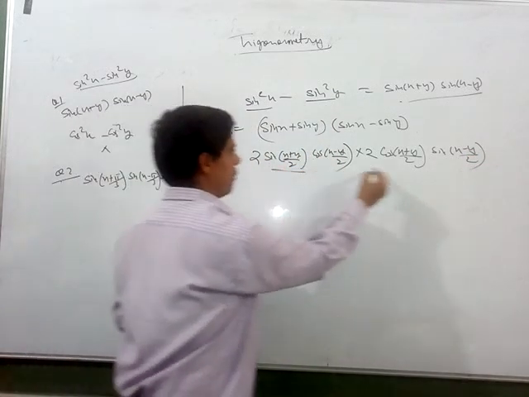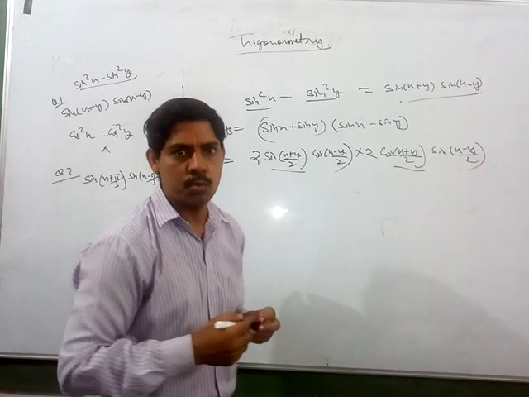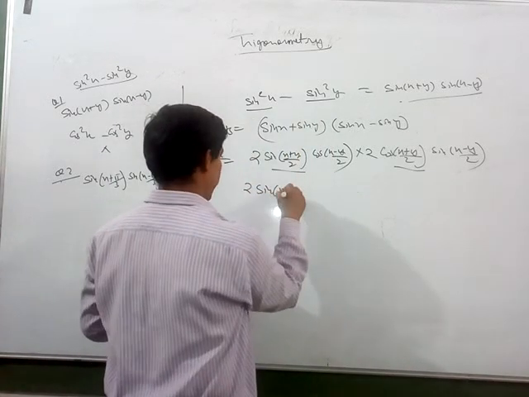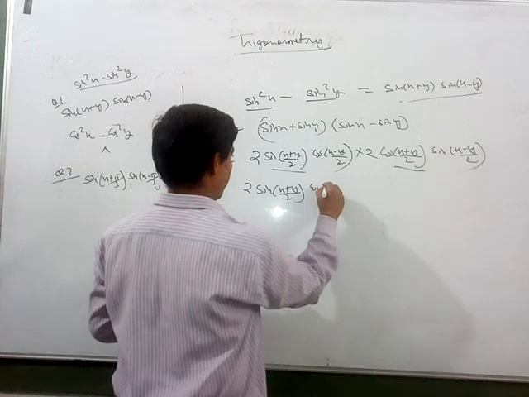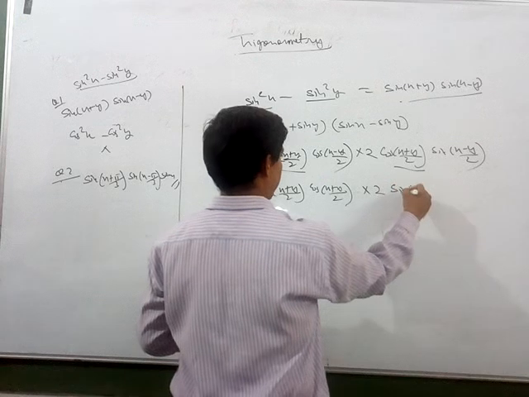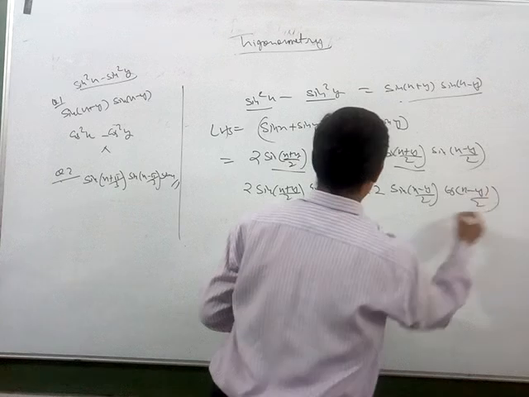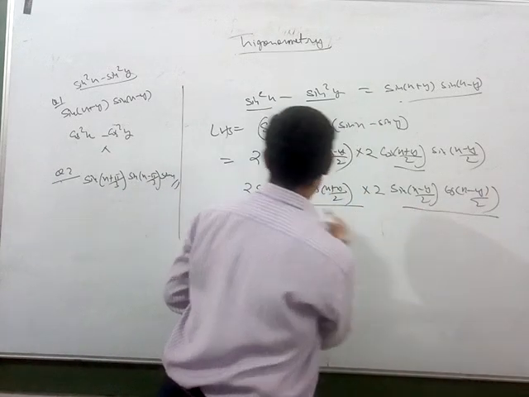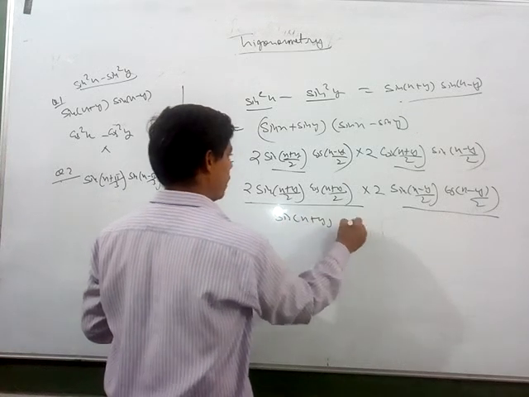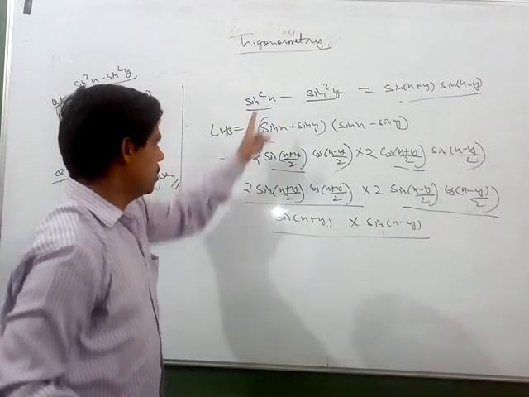Now these two you can combine together, and the identity you have to use is 2 sin A cos A is sin 2A. So 2 sin((x plus y) by 2) cos((x plus y) by 2) into 2 sin((x minus y) by 2) cos((x minus y) by 2). Now this is sin 2A and this is sin 2A. So this 2 will get cancelled and you will get sin(x plus y) into sin(x minus y). And now it is proved. So this is how you prove this.